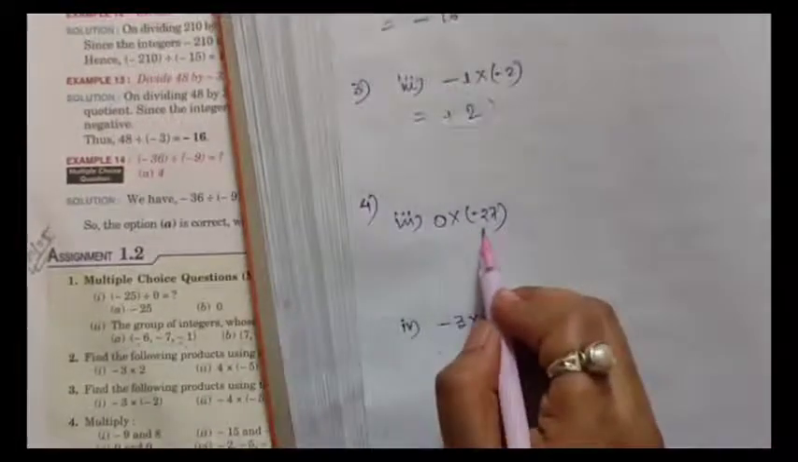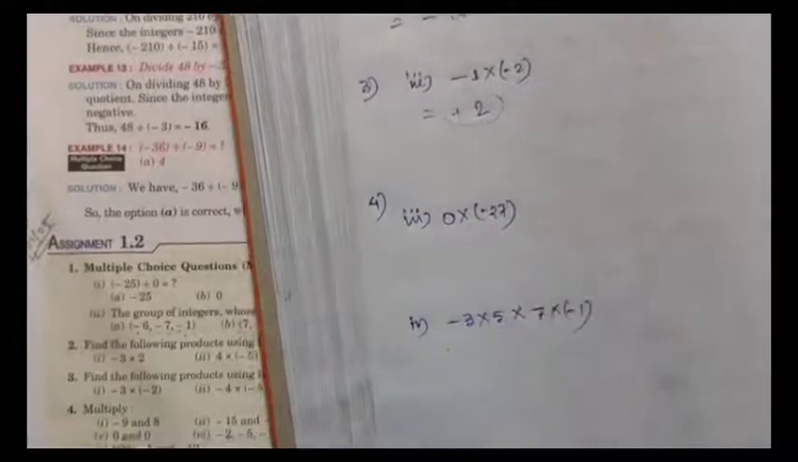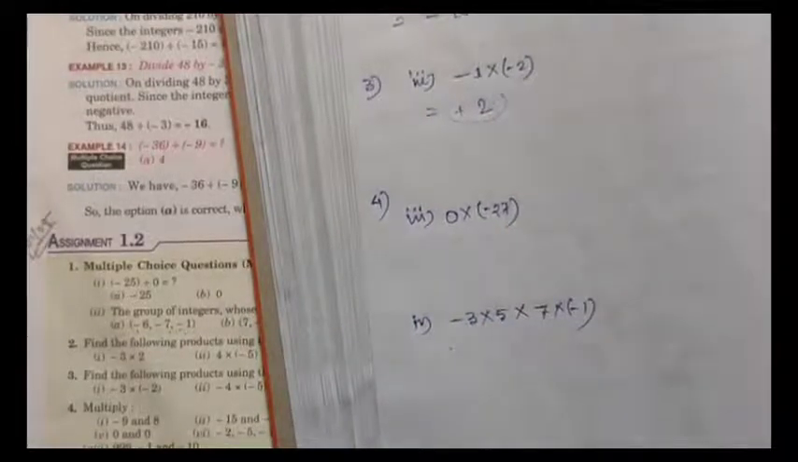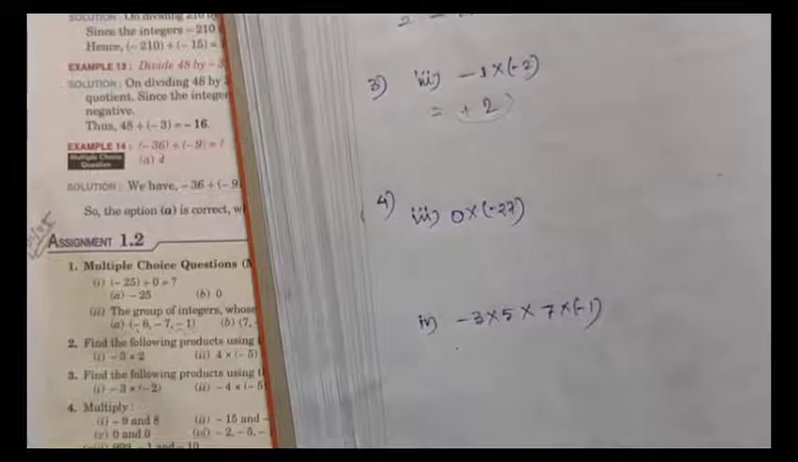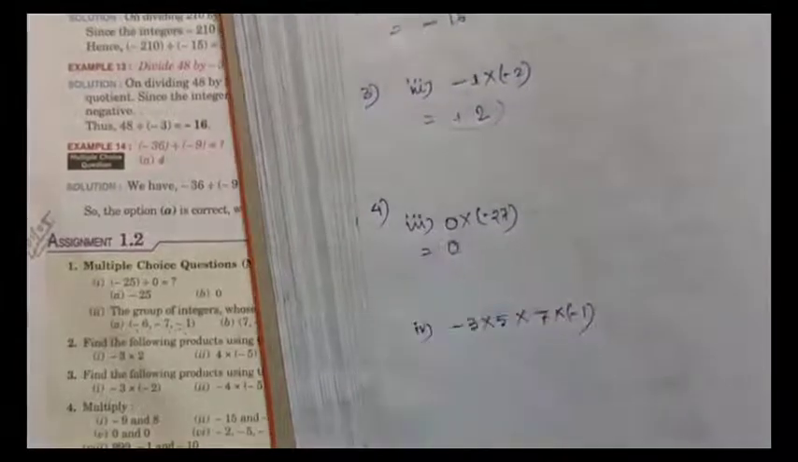Next question, question number 4. Multiply. Here some integers are given. You need to multiply these integers. Question number 4.3. 0 multiplied by 27. As you have learned, any integer multiplied by 0 gives 0. If I multiply any integer by 0, we will always get 0. So the answer will be 0.